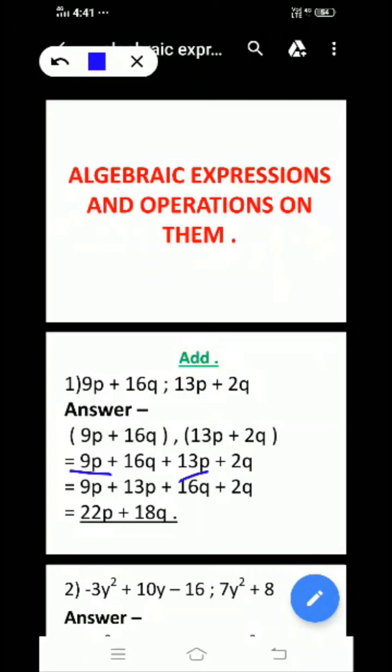Here 9p and 13p, the variables are the same, so these are like terms. You have to collect 9p plus 13p. After that, 16q and 2q are like terms, so you collect 16q plus 2q. Then do the simple addition: 13p plus 9p is 22p, plus 16 plus 2 is 18q. Write q as it is. Don't write q square, because here addition is there, not multiplication. In addition, the variable you only have to write one time.